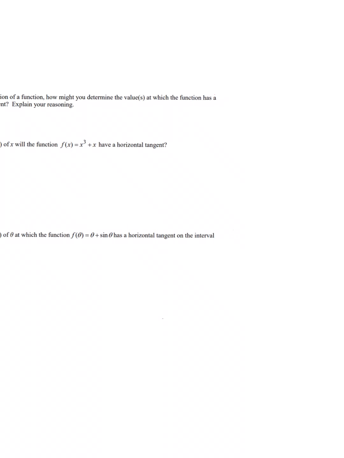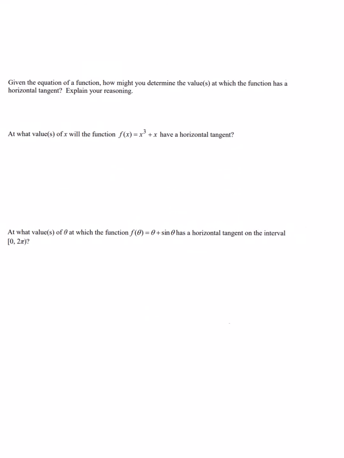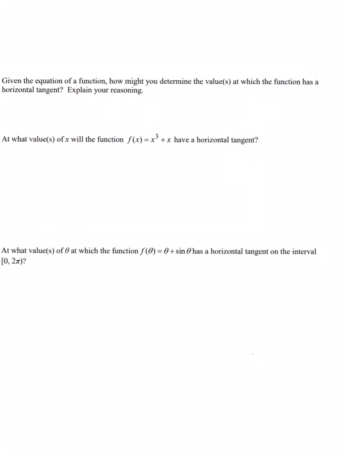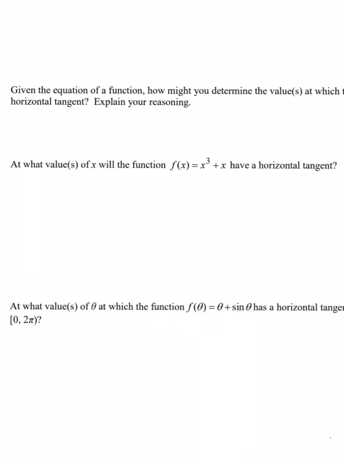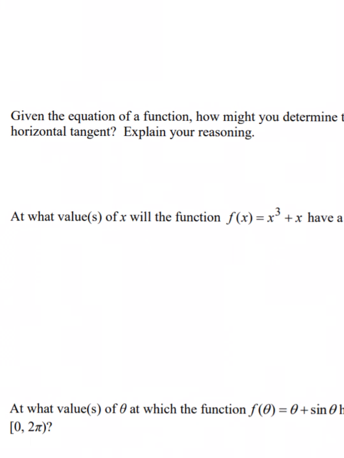So this next thing we're looking at is, given the equation of a function, how might you determine the values at which the function has a horizontal tangent? So I'm going to go ahead and blow this up here. What does that mean, horizontal tangents? Horizontal tangents means, like I said earlier, I have a 0 slope.